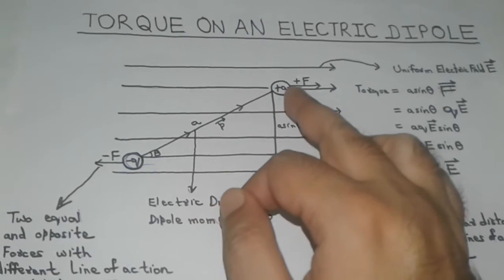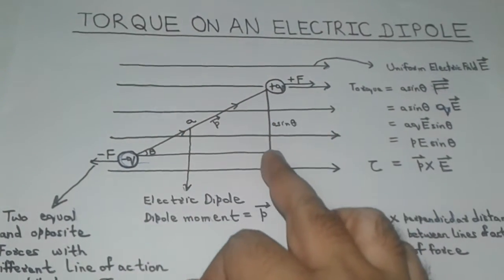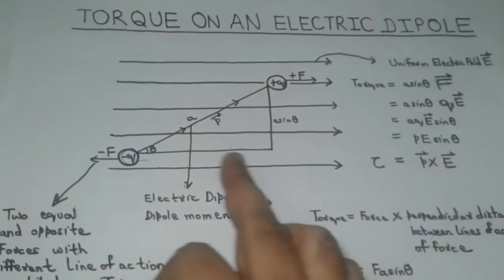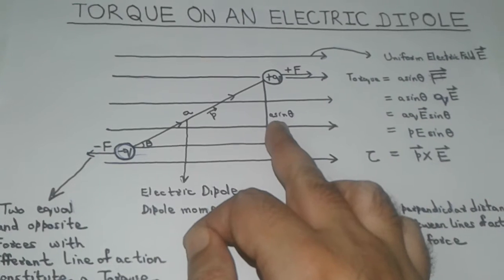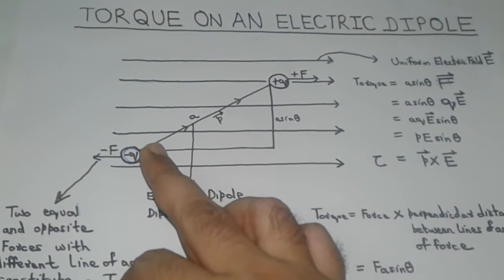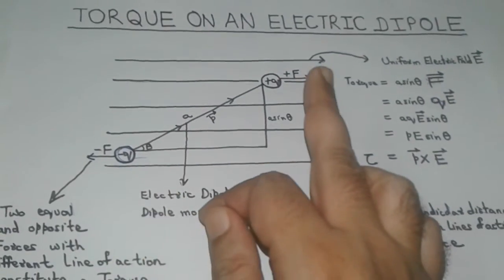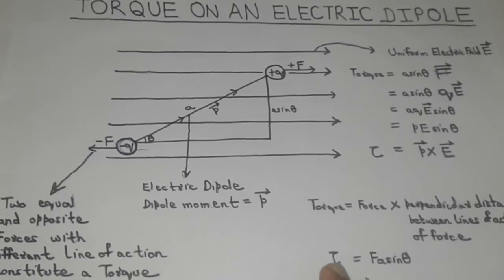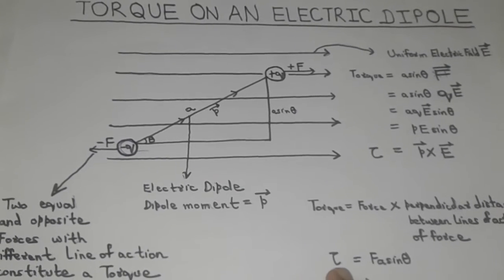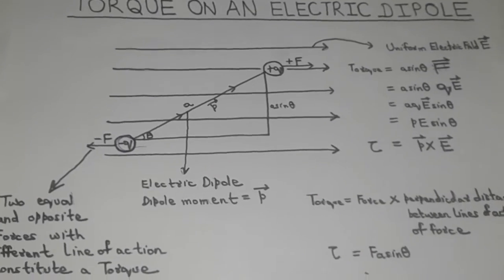Since the separation between the two opposite point charges is a, the perpendicular distance between the lines of action of the two opposite forces is a sin theta, where theta is the angle which the direction of the electric dipole makes with the direction of the uniform electric field. Hence the torque experienced by the electric dipole is given by tau equal to F a sin theta.